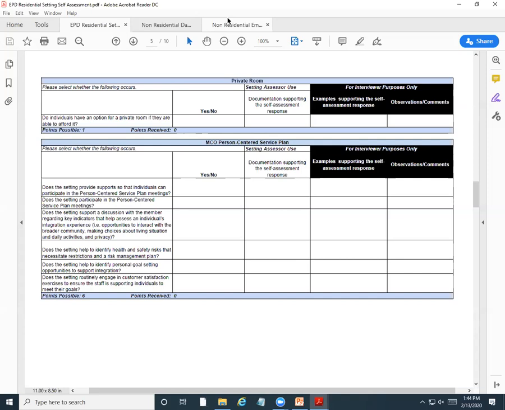For the MCO, person-centered service plan portion. So this is specific to how the setting is going to support the person-centered planning process and participate in those planning team meetings.